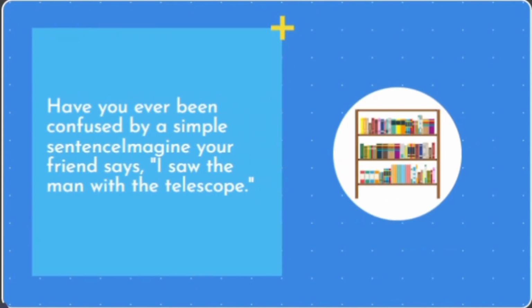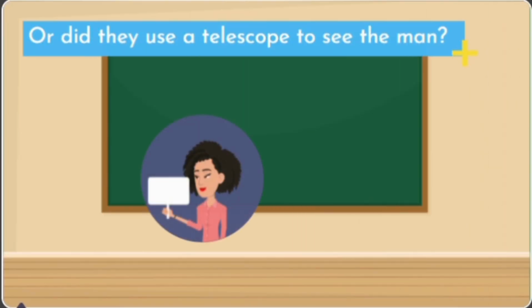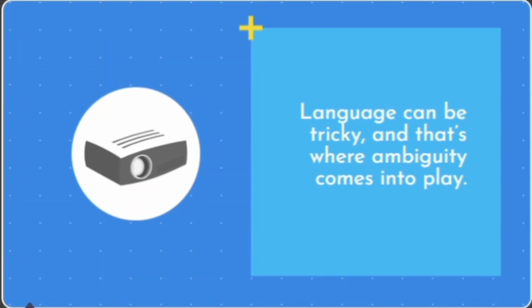Have you ever been confused by a simple sentence? Imagine your friend says, "I saw the man with the telescope." Did they see the man who was holding the telescope? Or did they use a telescope to see the man? Language can be tricky, and that's where ambiguity comes into play.